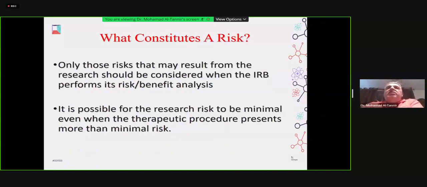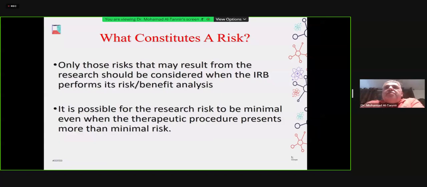What constitutes a risk in research? Only those risks that may result from the research should be considered when the IRB performs its risk-benefit analysis. So only the risk that really results from the research protocol itself should be evaluated and weighed by the IRB in order to weigh benefits versus risk in order to grant approval. It is possible for the research risk to be minimal even when the therapeutic procedures present more than minimal risk.